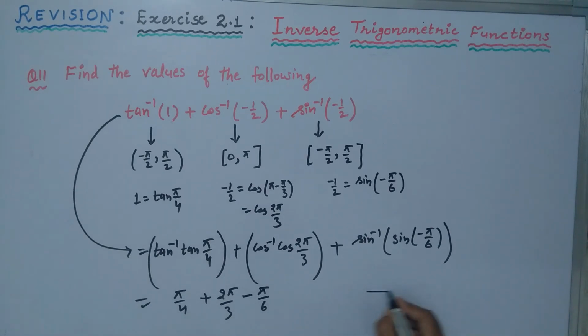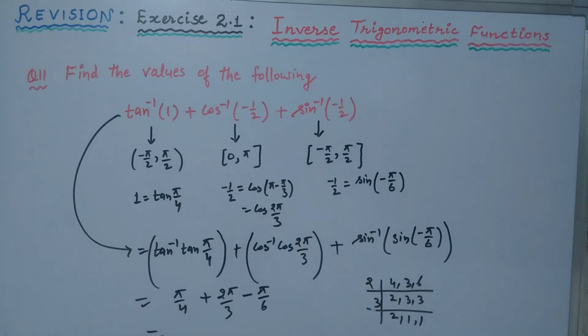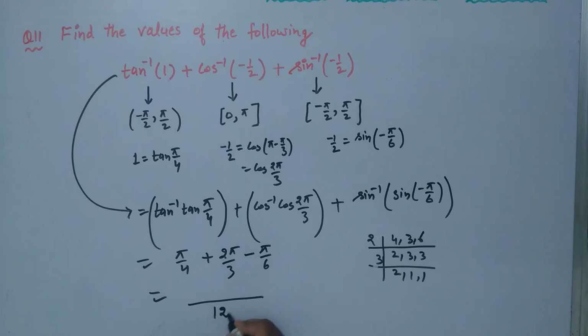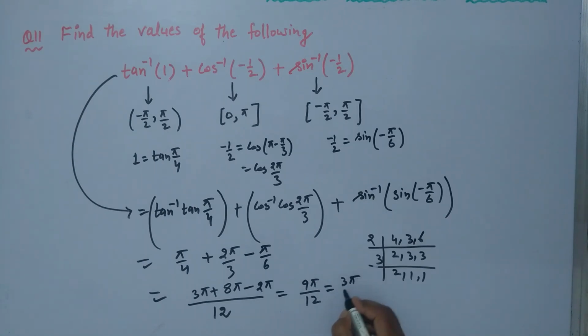Now what is the LCM of 4, 3, 6? 2 2s are 4, 3 2s are 6, so 3, 2, 1, 1. 2 3s are 6, 6 into 2, 12. So we have 12 in the denominator, and the numerator is 3 pi plus 4 into 2, 8 pi, minus 2 pi. So 8 plus 3 is 11, 11 minus 2 is 9 pi upon 12, which is equal to 3 pi upon 4.